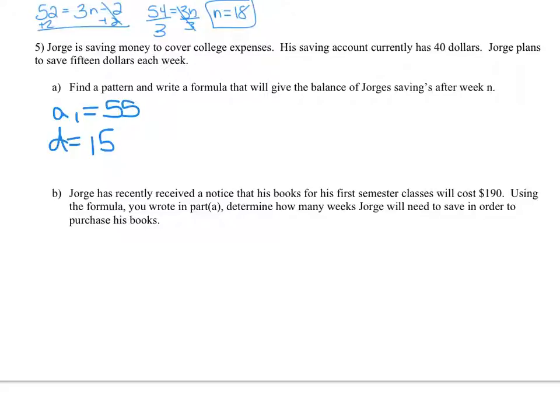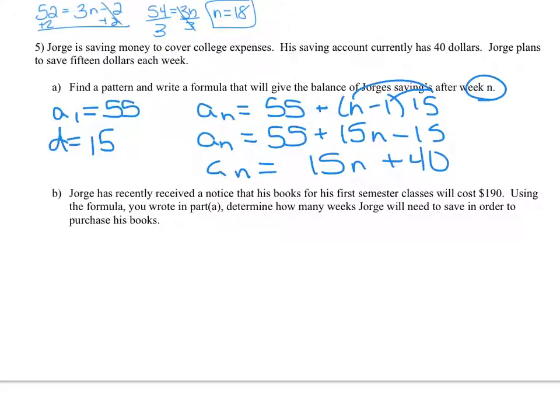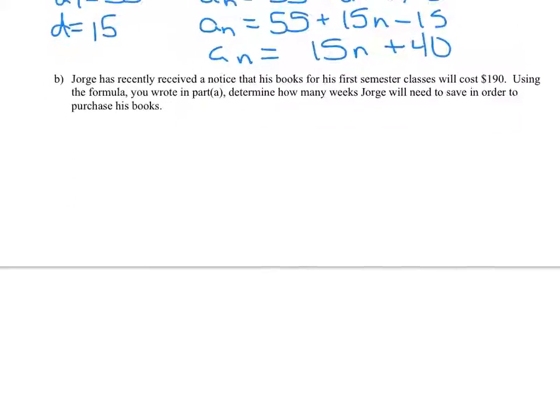So then we just simply use our formula. Write a formula. So a sub n would be the formula, where n is the number of weeks. So then a sub 1, we said, was 55. N minus 1, we don't know what n is, and we know the common difference. Distribute that through. A sub n equals 55, you know, whatever, you can solve this. And then combine, so a sub n is 15n plus 40. So on week 30, we could plug in and we could figure out how much money he should have saved as long as he doesn't take anything out.